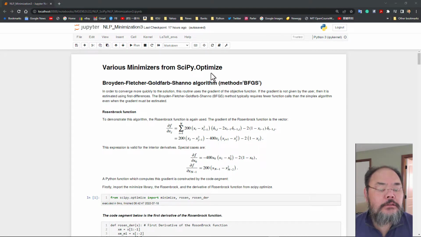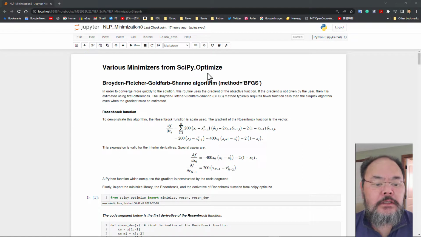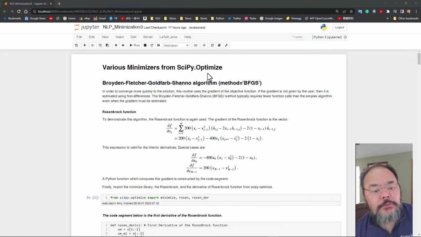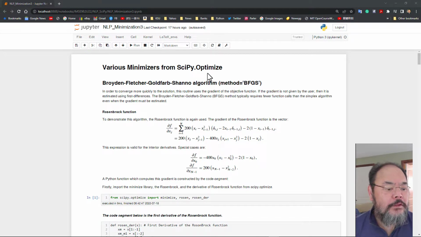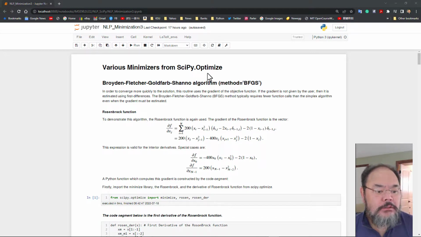Okay, so this lecture is meant to give you more detail and more in-depth insight into each one of these optimization algorithms. We're still using the Rosenbrock function as one of our test functions for optimization, and we'll see how each one of the algorithms performs in that case.